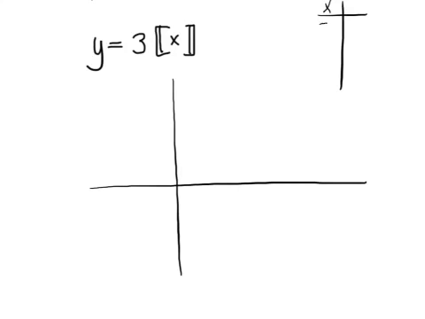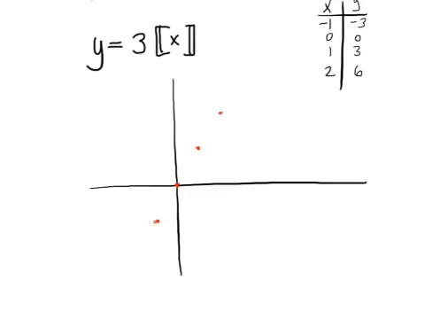So x would be like -1, 0, 1, 2. Y is going to be -3, 0, 3, and 6, because on the integers, the greatest integer function doesn't do anything tricky. So I'll do it in red again, I guess. At 0, we're going to get 0. At 1, we're going to get 3. At 2, we'll get 6. At -1, we'll get -3.